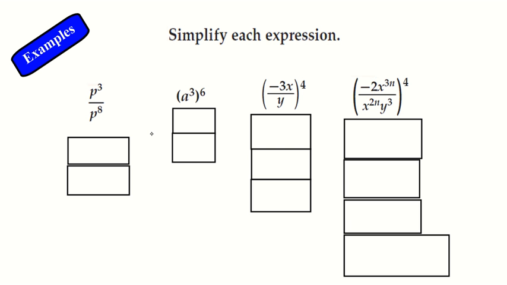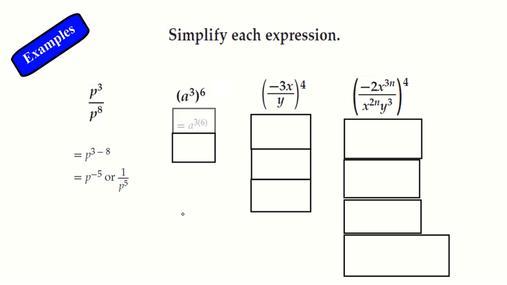All right, here's some more examples of simplifying expressions. P to the third divided by p to the eighth. Well, that's going to be p to the 3 minus 8th, which is p to the minus 5th, which is 1 over p to the positive 5. Power to a power, remember we're multiplying here, so we get a to the 3 times 6, which is a to the 18th.